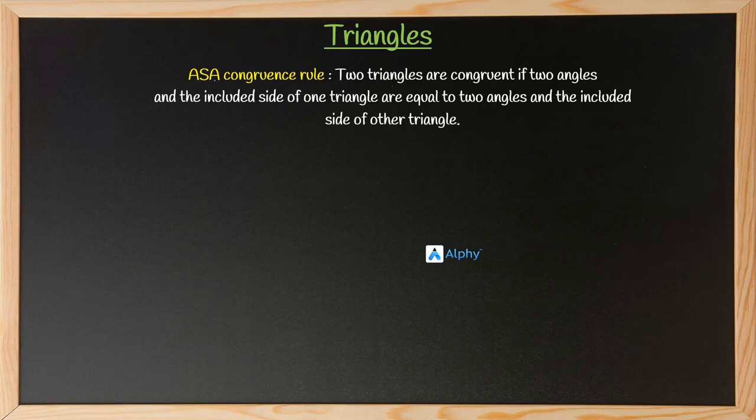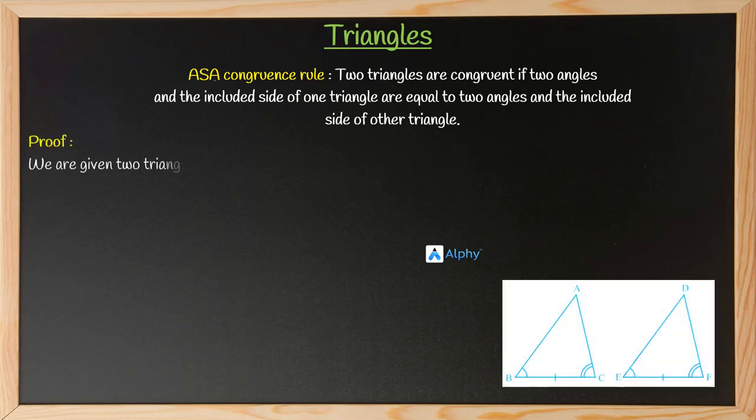So, two triangles are said to be congruent triangles by the ASA congruence rule if two angles and the side included between those angles of one triangle are equal to the two angles and the included side of the other triangle. Let us prove this theorem now.